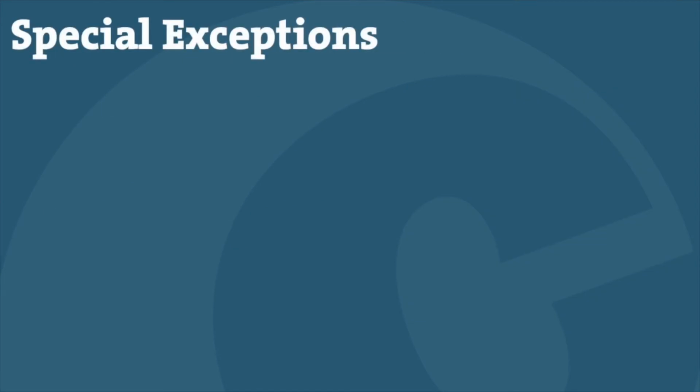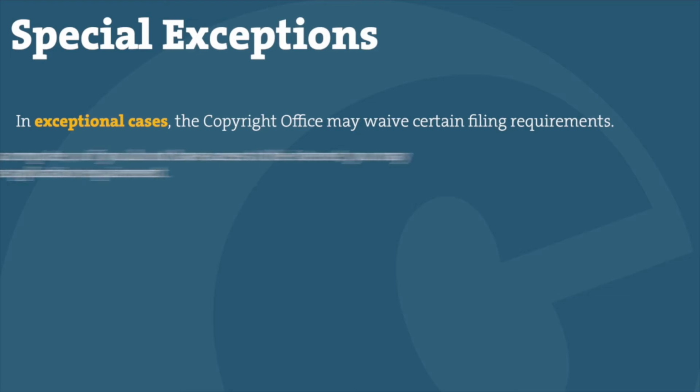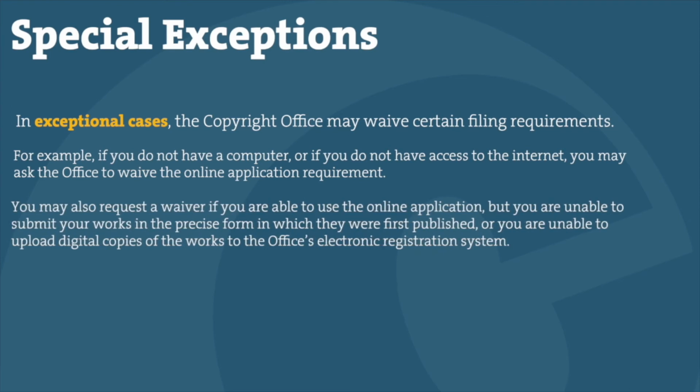Special exceptions. In exceptional cases, the Copyright Office may waive certain filing requirements. For example, if you do not have a computer, or if you do not have access to the Internet, you may ask the office to waive the online application requirement. You may also request a waiver if you are able to use the online application, but you are unable to submit your works in the precise form in which they were first published, or you are unable to upload digital copies of the works to the office's electronic registration system.